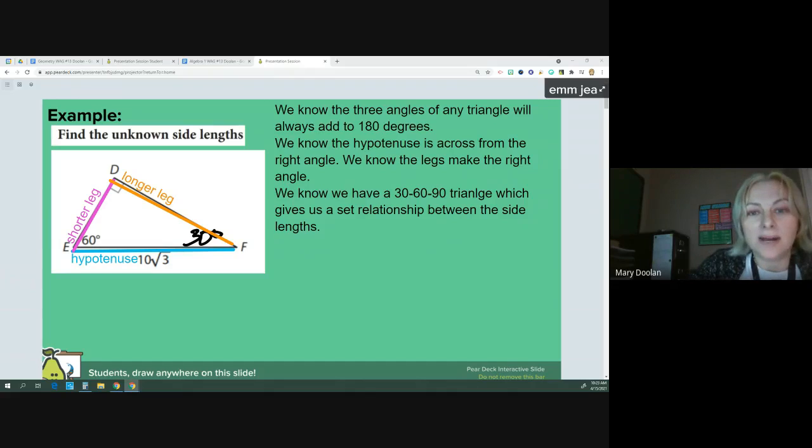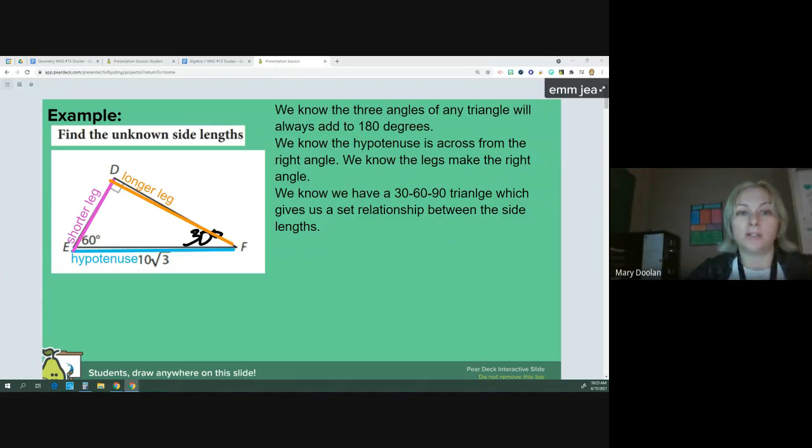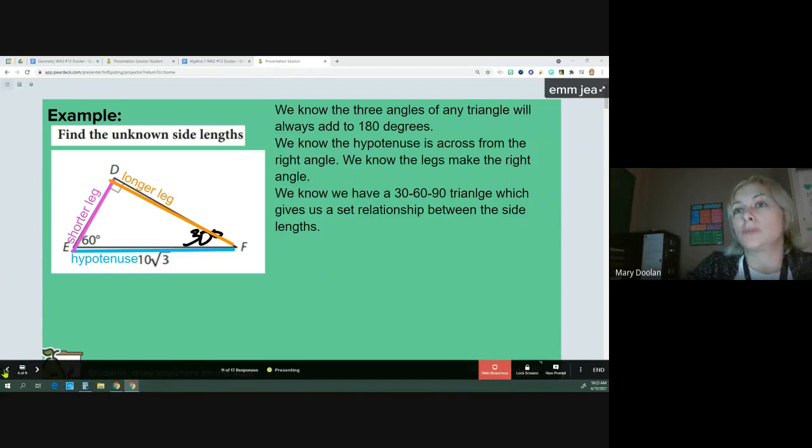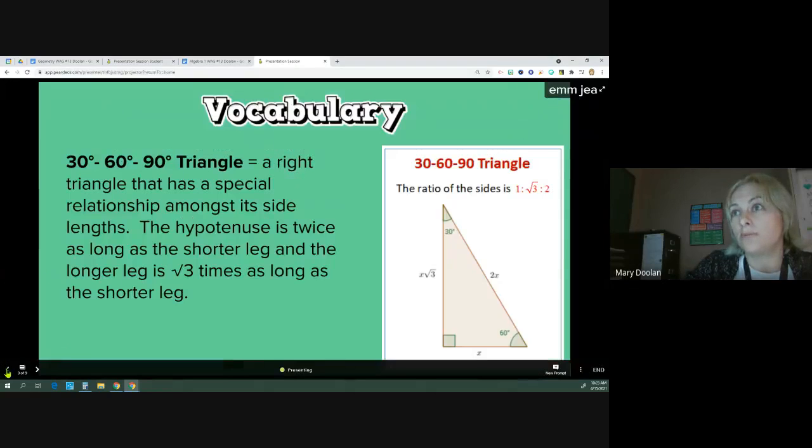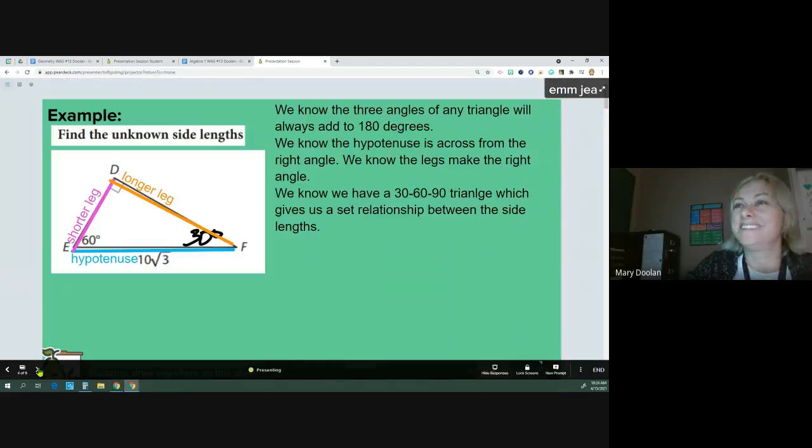Okay, so we're gonna figure out, because we already know the hypotenuse, we're gonna figure out the shorter and the longer legs. And so what we wanna do is look at what the relationship is. So it says that the hypotenuse is twice as long as the shorter leg. So we're going to start with that. The hypotenuse is twice as long as the shorter leg.